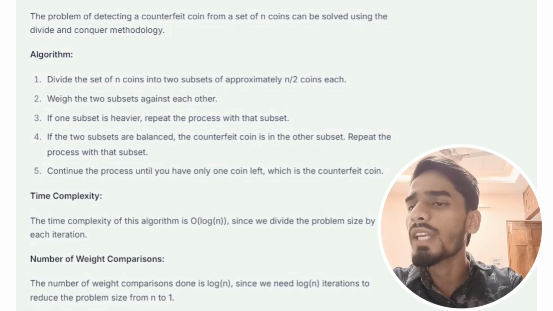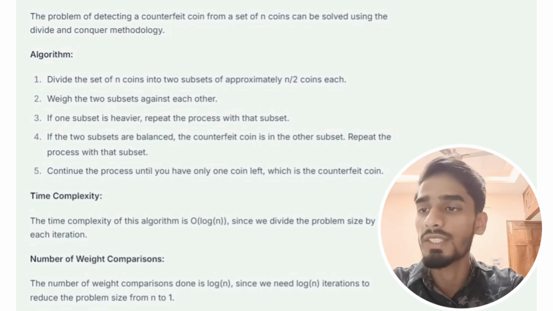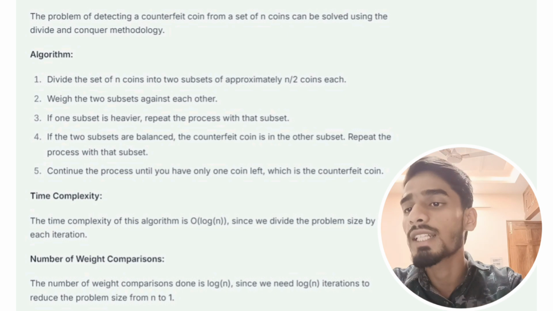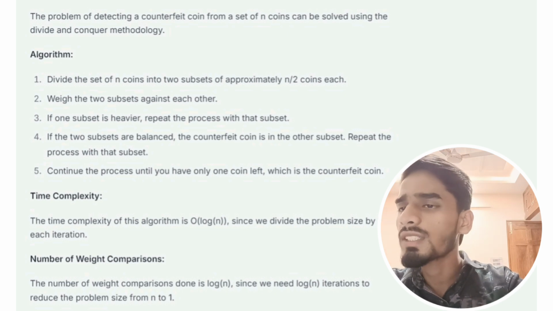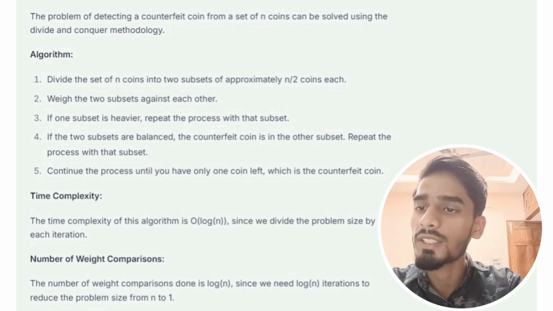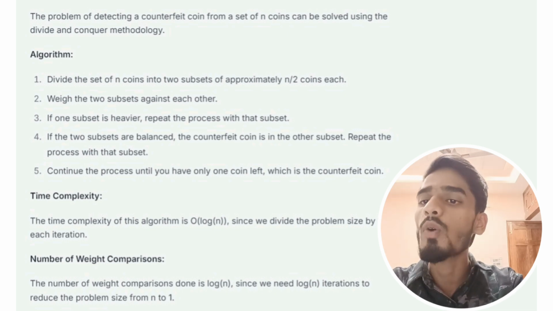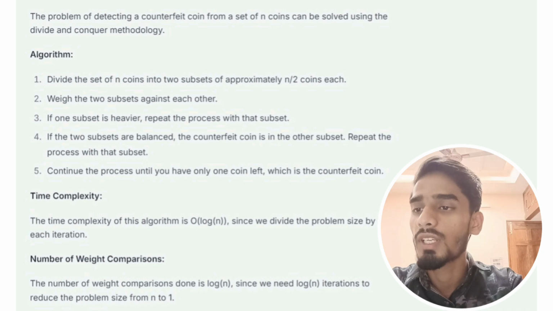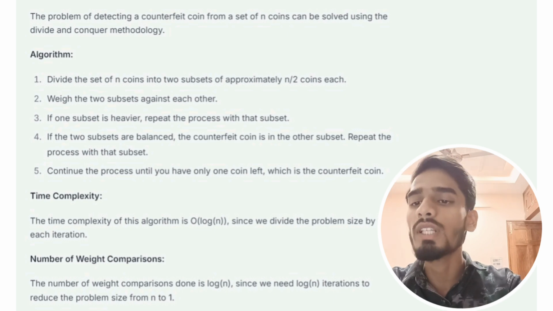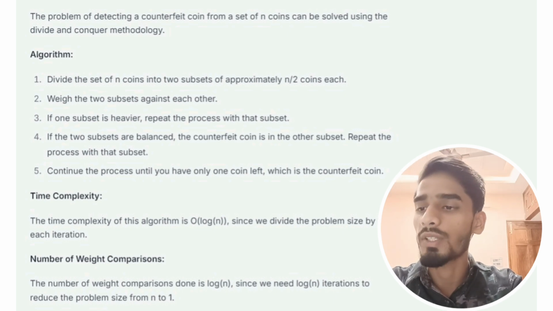Divide the set of n coins into two subsets of approximately n by 2 coins each. Now, weigh the two subsets against each other. If one subset is heavier, repeat the process with that subset. If the two subsets are balanced, the counterfeit coin is in the other subset. Repeat the process with that subset. Continue the process until you have only one coin left, which is the counterfeit coin.